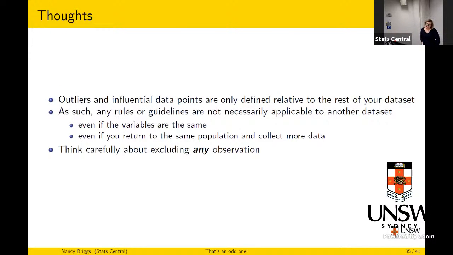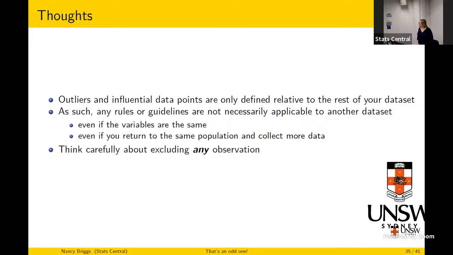A couple of other things. Outliers and influential data points are defined only relative to the other observations that you have in your data set. There is no strict definition for either of them. They are relative terms. And as such, any guidelines or thresholds are not necessarily applicable from one data set to another. In fact, those thresholds change based on the sample size or the number of predictors that you have. So there's really no actual recommendation that I can point to that is the best one.